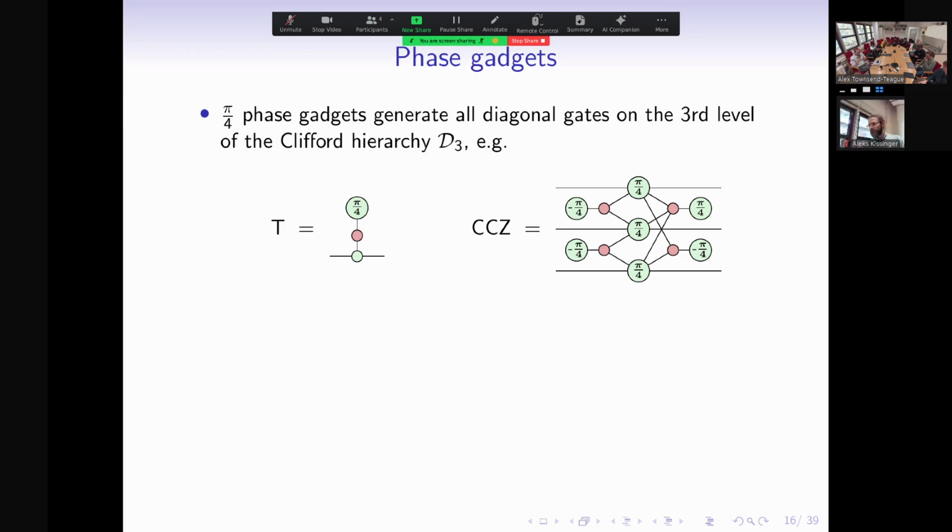Is something known, because S is already included there, about the size? So say I want to compile an alpha rotation in terms of these pi over 4 things. Is there something known about how the minimum size of this compiled network behaves with alpha? So say if alpha is not a fraction of pi.